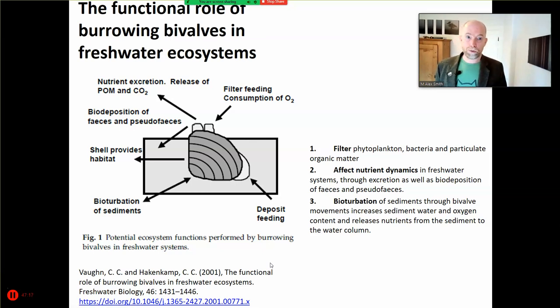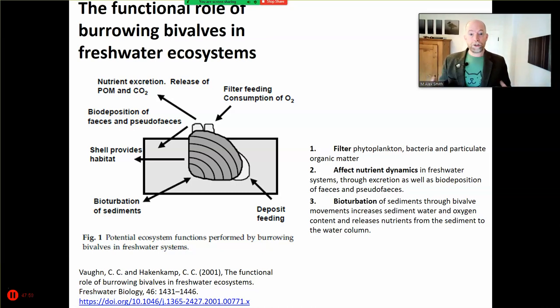Functionally, bivalves play an enormous role in our freshwater ecosystems. And in the last couple of minutes, before we get to a quick tip of the hat to the scaphopods, this is what I want to talk about. This is an older paper now, but it basically categorizes the highly important function that bivalves play in freshwater ecosystems, where they filter phytoplankton, bacteria, and other particulate. That has an enormous effect on nutrient dynamics, both through the filtering, but also through their excretion, through the biodeposition of feces and pseudofeces. Pseudofeces is essentially non-digested material that's wrapped up with mucus that gets expelled out of the anus of the bivalve anyhow.